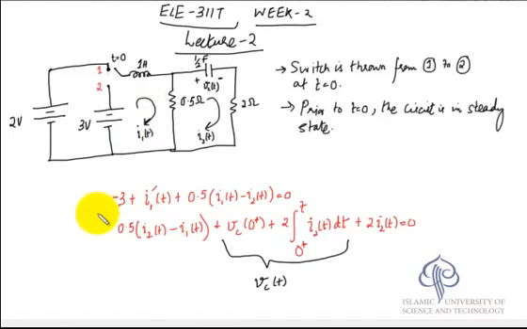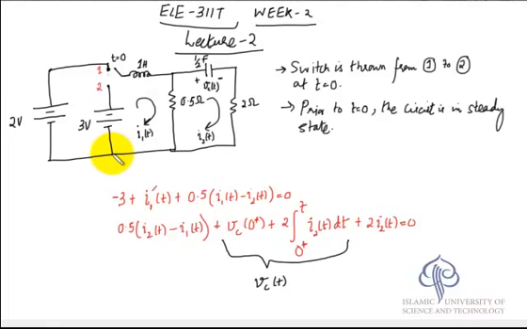What we do in mesh analysis, the first thing that we do is we label the mesh currents, and then we write down the equations for the two meshes. So in this case, since we have an inductor and a capacitor, the equations will not be algebraic equations, they'll be differential equations. So this is how you write.